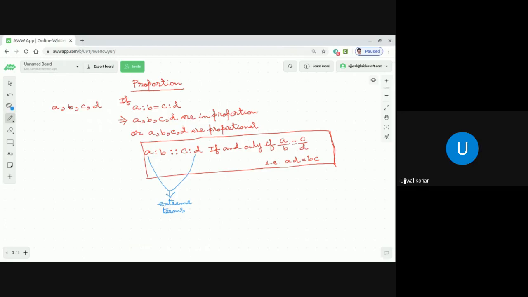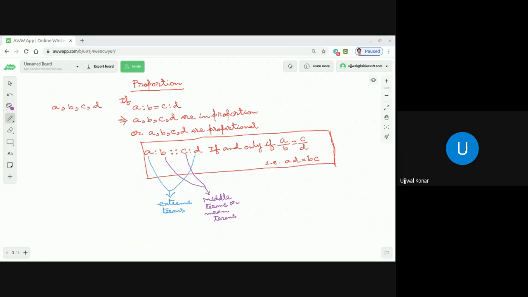And if you see B and C, they are known as the middle terms, or also known as mean terms. Clear, na? Yes, absolutely, sir. Clear.